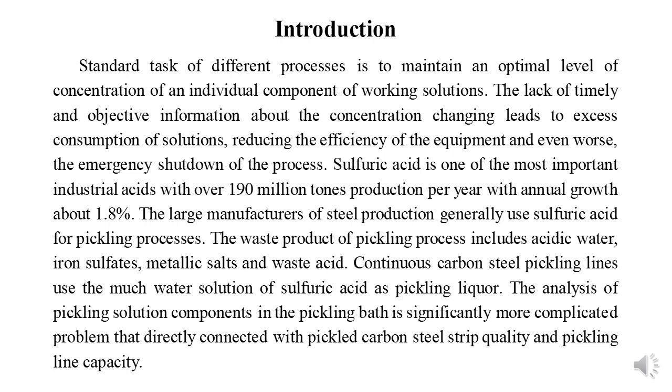Sulfuric acid is one of the most important industrial assets, with over 190 million tons produced per year and annual growth of about 2%. Large steel manufacturers generally use sulfuric acid for pickling processes. The waste products of pickling include acidic water, iron sulfates, metallic salts, and waste acid. Continuous carbon steel pickling lines use a water solution of sulfuric acid as pickling liquor.